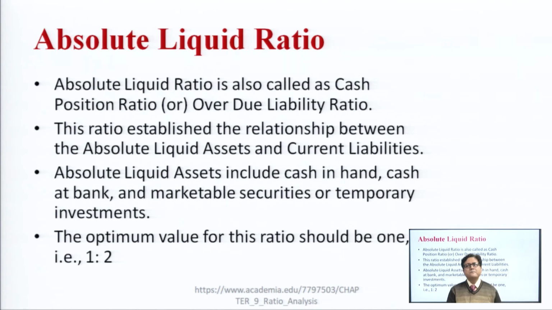The third ratio is absolute liquidity ratio. Absolute liquidity ratio, also called cash position ratio or overdue liability ratio. This ratio establishes the relationship between absolute liquid cash or assets and current liabilities. Absolute liquid assets include cash in hand, cash at bank, marketable securities or temporary investments, and the optimum position is 1:2. Don't get confused between 2:1 and 1:2.